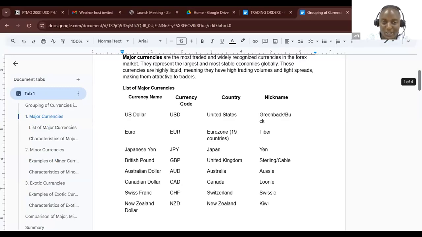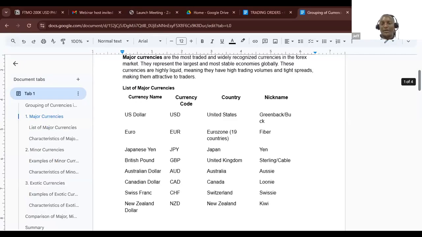Then you have the Canadian dollar. The currency code is CAD. The country is Canada, and the nickname is the loonie. Okay. Then you have the Swiss franc. The currency code is CHF. The country is Switzerland, and the nickname is the Swissy, or Swiss. Then you have the New Zealand dollar. The currency code is NZD. The country is New Zealand, and the nickname is the Kiwi.